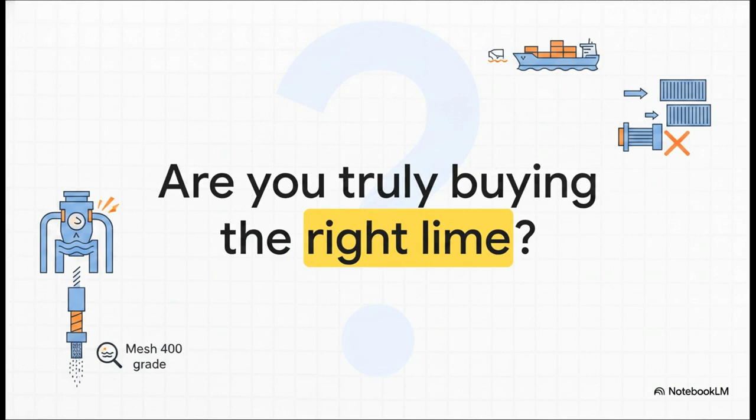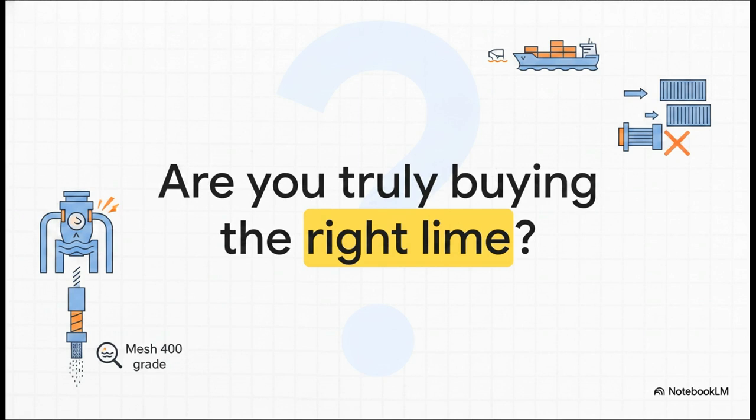So let's wrap up this explainer with a repeatable, practical framework you can actually use. Next time you issue a purchase order, I want you to ask these 4 questions. 1. Does your process want heat, or does heat hurt it? 2. Is there a slaker on site?